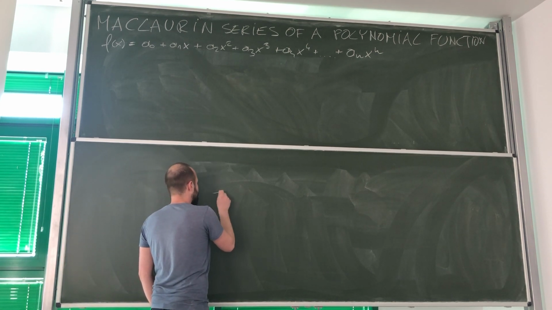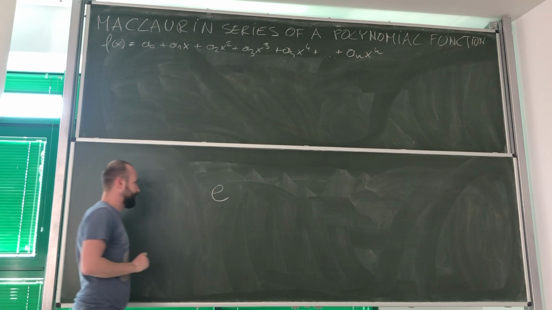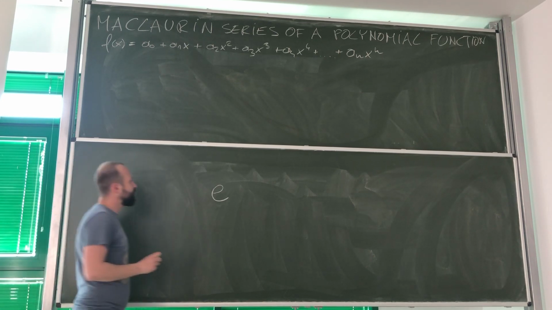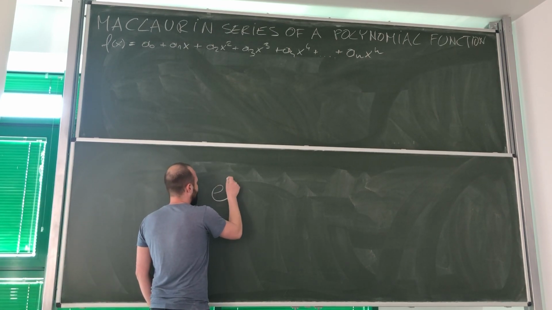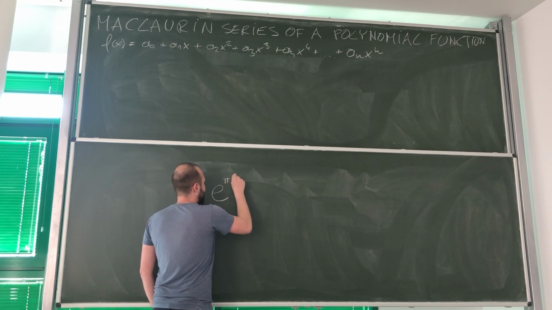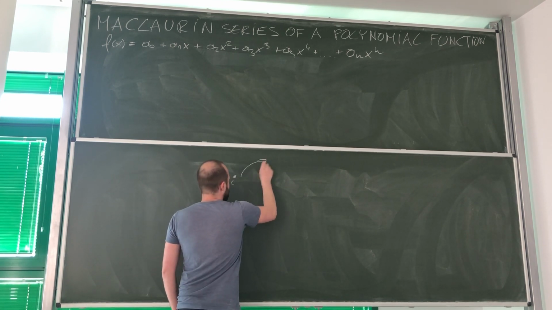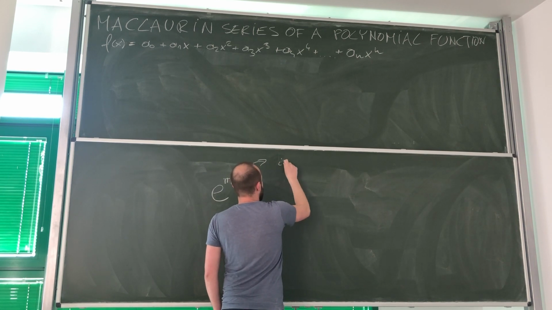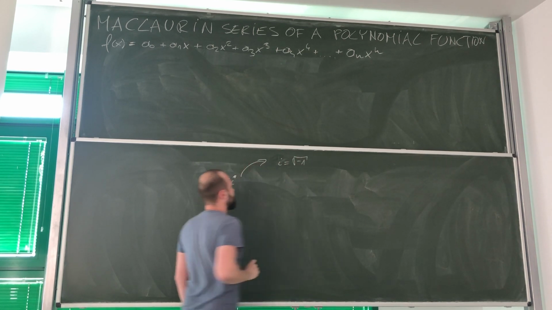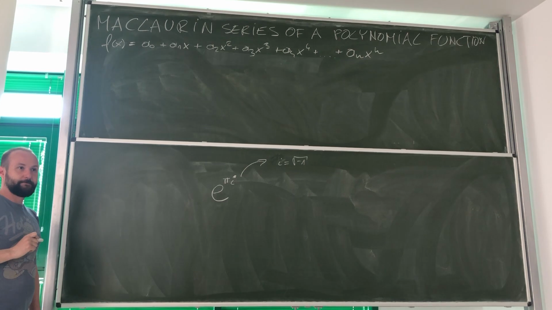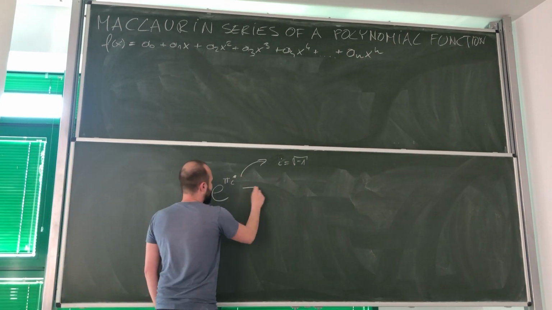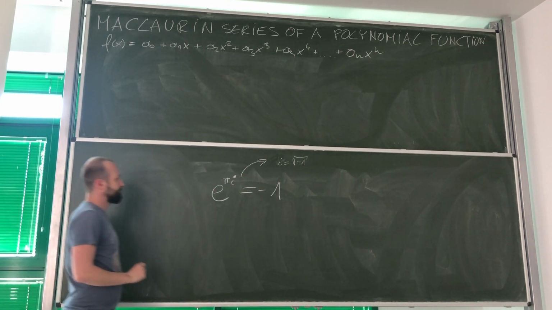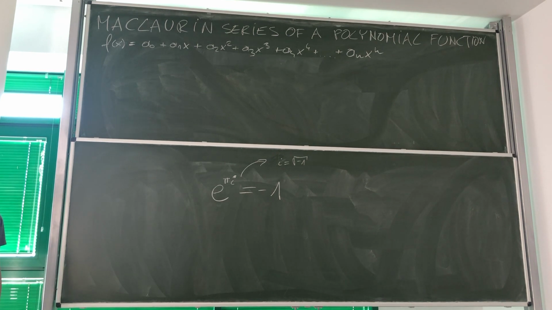This result is that if I take e to the power pi times i, where of course we remember that i is the square root of -1, it turns out that this is equal to -1.